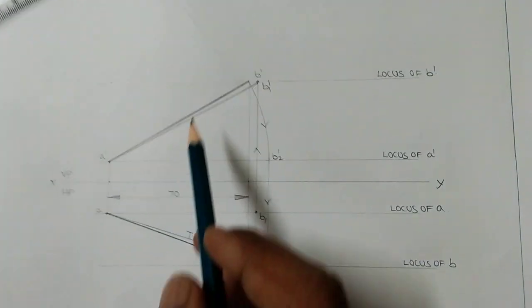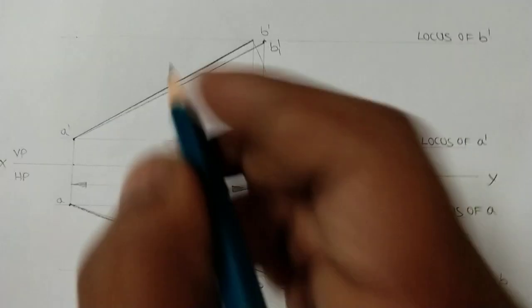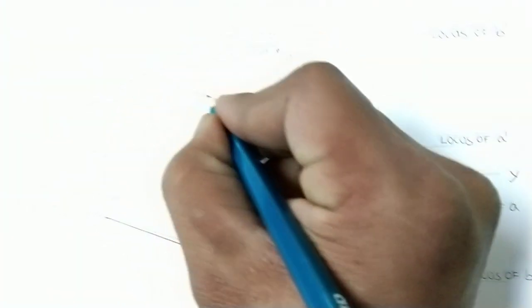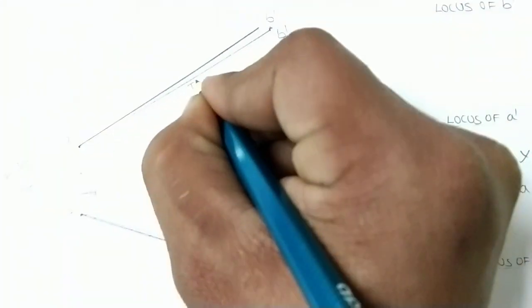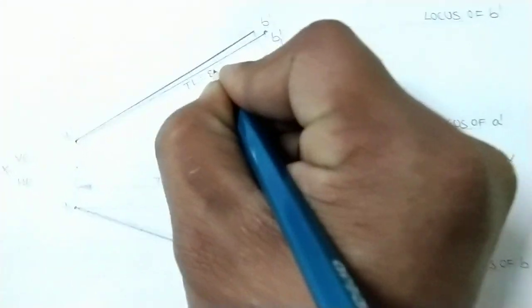We should use a 2H pencil for the purpose of true length. Here there is no place above the line, that is why I am writing here. This one is true length, that is equal to 85 mm.